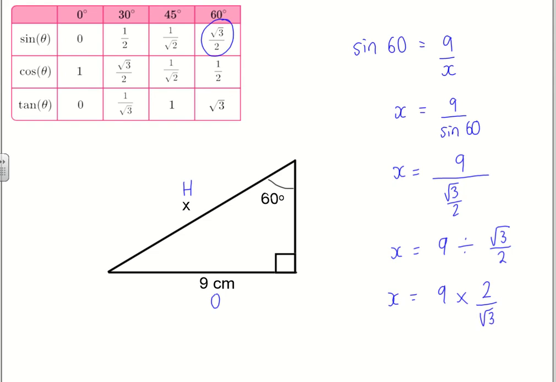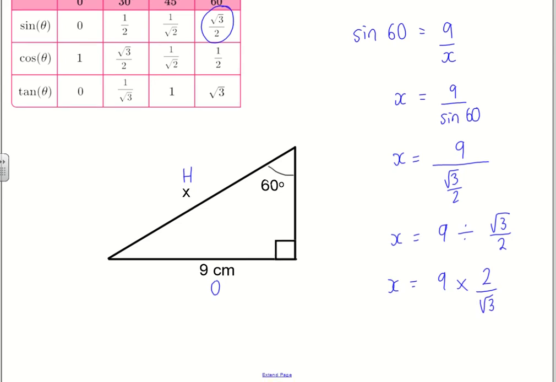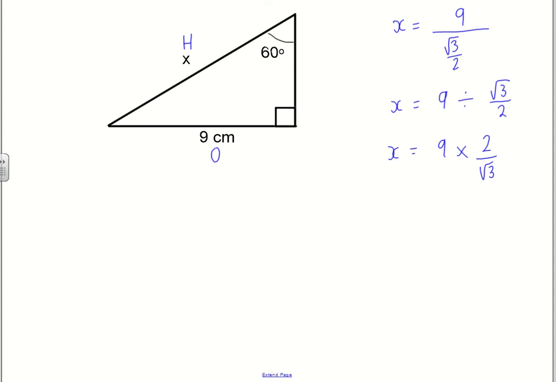I'll move that down a little bit. So that's 9 times 2, which is 18, over root 3. Now, if you've watched my rationalising the denominator video, you'll know that we don't like to leave a root 3 on the bottom. And the way to get rid of it is times the top and the bottom by root 3. So that's then going to give me 18 root 3 over 3, because the root 3 times root 3 on the bottom will just give me a 3.